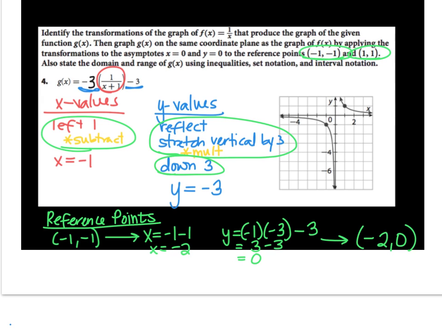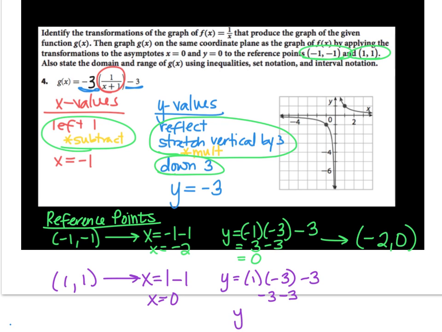Okay, I'm going to switch colors for us so we can follow again. Now I'm going to do the same thing with 1. So for my x value, I was supposed to subtract 1, which means this x value is now 0. For my y value, I'm supposed to multiply by -3 and subtract 3. That gives me -3 minus 3. So my new y value is -6, which is going to give me this new point, 0, -6.